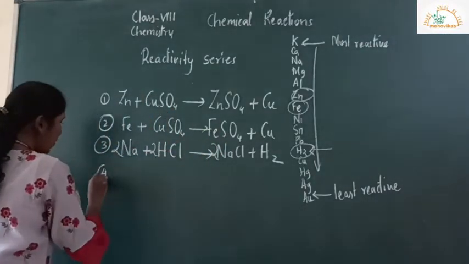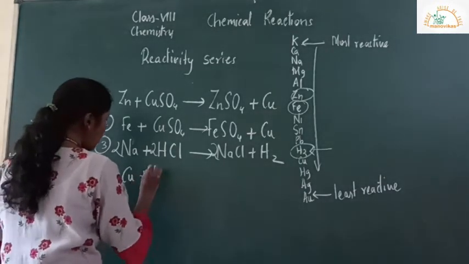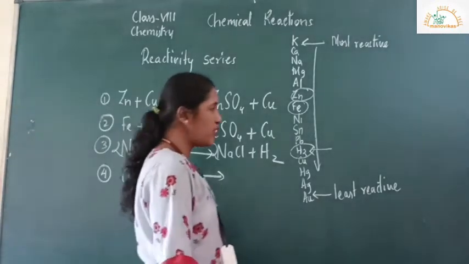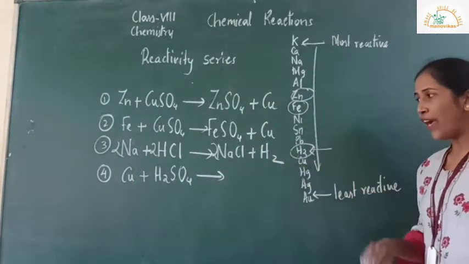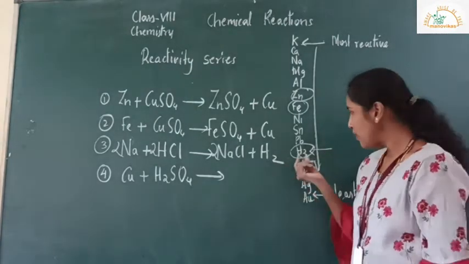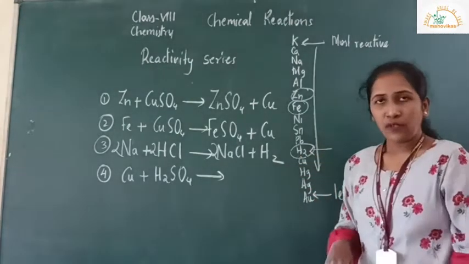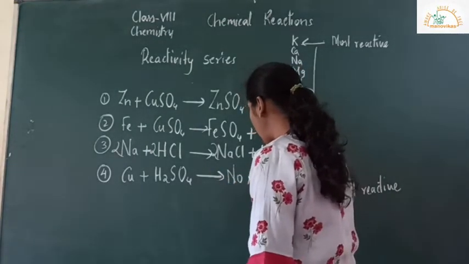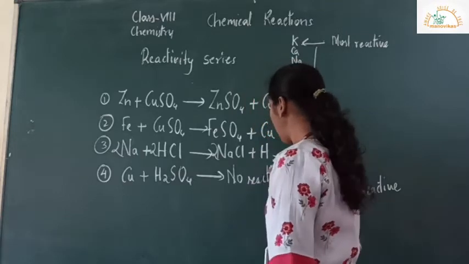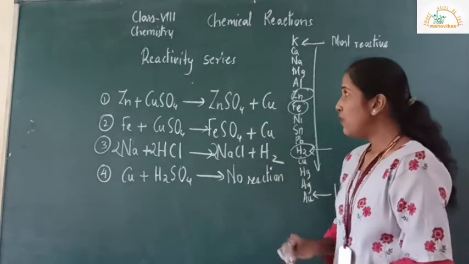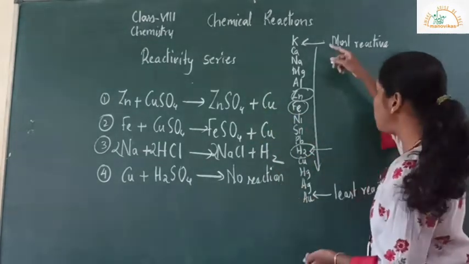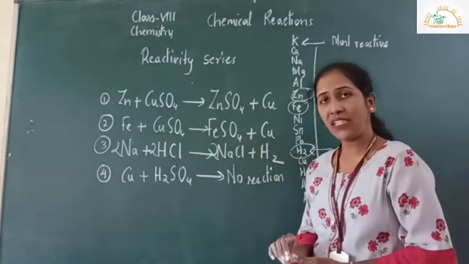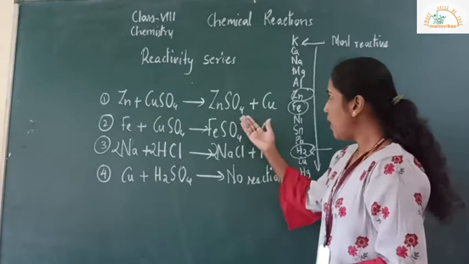So let's take one more example. Suppose I take copper and H2SO4, will the reaction take place? Now here copper is below hydrogen, so copper is least reactive when compared to hydrogen. So what will happen? It will not displace. So you can write no reaction. So here we have seen the reactivity series. So you should know this reactivity series. Based on the reactivity series, you can write which one is getting displaced and the other byproduct.